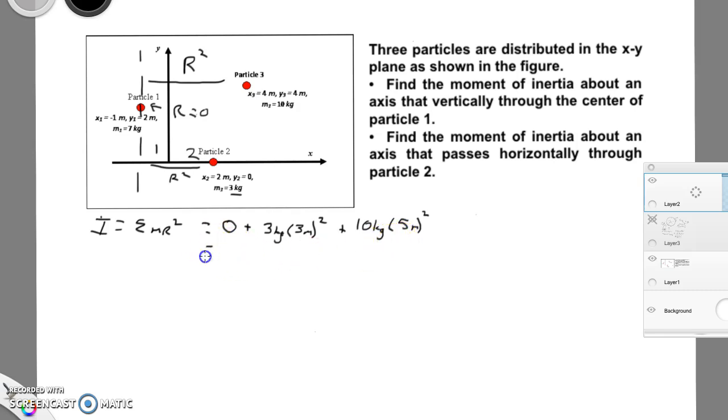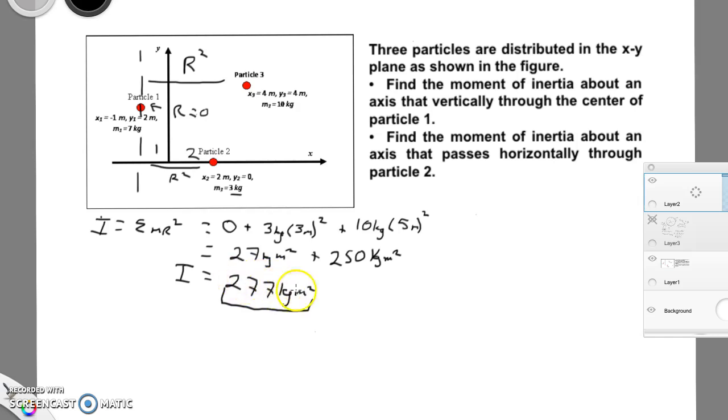Okay. So we add these together. 3 times 3 is 9, times 3 is going to give us 27 kilogram meters squared. 5 times 5 is 25, times 10 is going to give us 250 kilogram meters squared. Okay, and we'll add these together and get the total moment of inertia for those 3 particles around that axis is going to be 277 kilogram meters squared.